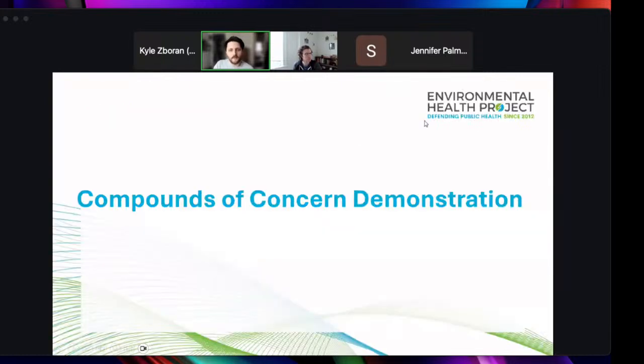So we'll transfer my window over here. I'll just do this demo now. To get over to our compounds of concern tool, you can navigate to the Environmental Health Project's homepage, go to the tools drop down menu here, and then just click on compounds of concern. It'll load up the tool with a medical disclaimer, similar to the AirView one, that this is just educational and is not a tool to be used for diagnosing any health conditions.